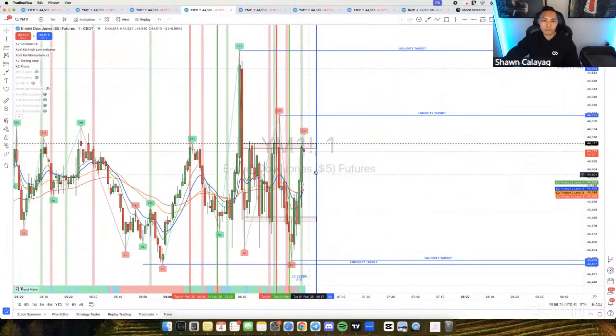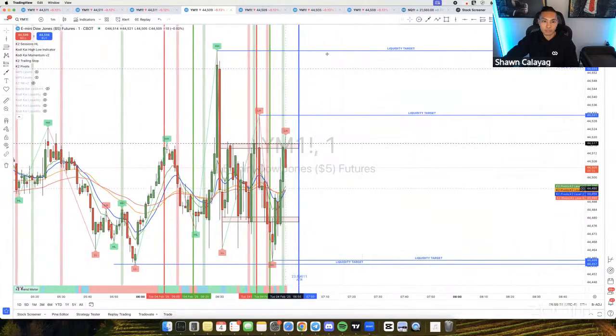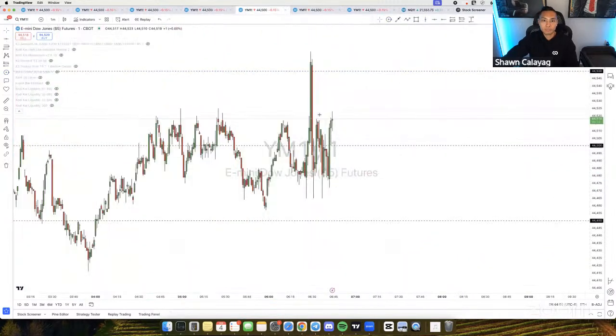We have news over here at 7 o'clock. I think when news comes out, hopefully this is going to be the catalyst to really push price out of this area. But for the most part, you can see there's just not much going on. Price is still stuck within this middle point. Let's go to the clean chart so you can see things a little better.